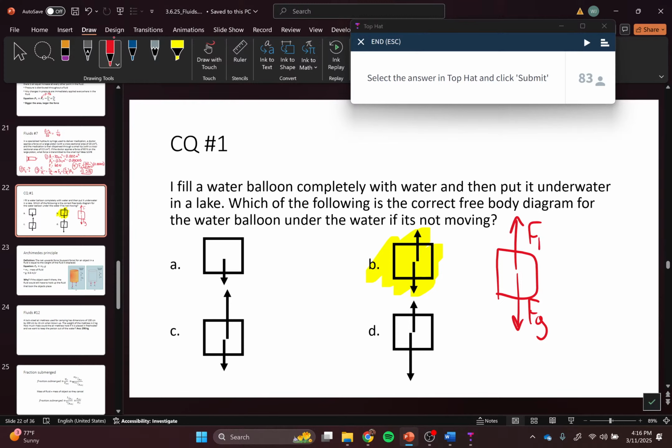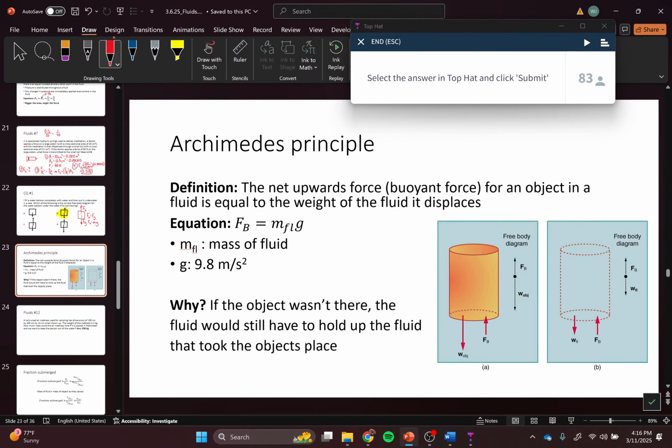It's the buoyant force. Now, what's really cool about this buoyant force is we can actually derive it from this expression. If it's not moving, how do those two compare? How does the buoyant force compare to the force of gravity? Equal. And in this problem, it's mostly water. So, fun fact, the buoyant force is equal to the mass of the water times the gravity. Boom, that's Archimedes' principle. The buoyant force is equal to the mass of the fluid that's displaced times gravity.